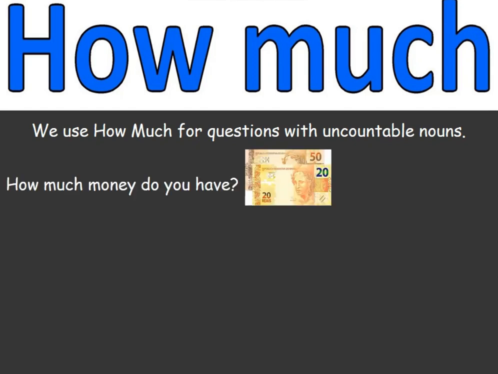How much money do you have? When I have one paper of 20 pounds or $20, can I count every dollar in it? Of course not. It's only a paper, one paper with $20. So the money is uncountable.